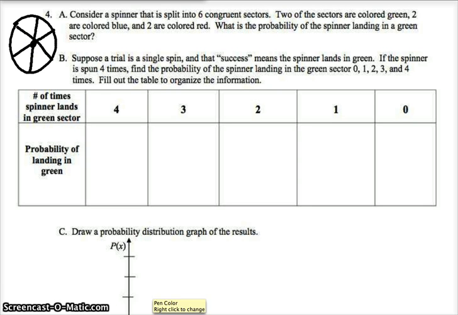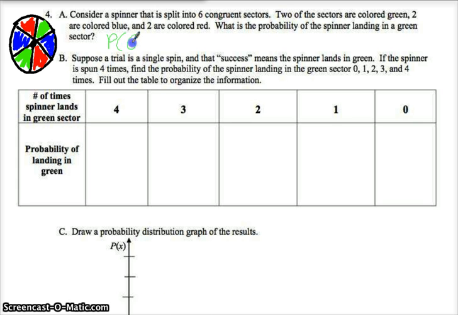2 of the parts would be green, so probably those 2 parts are going to be across from each other like that. 2 of the parts would be red, so probably be across from each other like that. And then 2 of the parts are blue, so across from each other like that. And if all of those spaces are congruent to each other, then what is the probability that it is green?